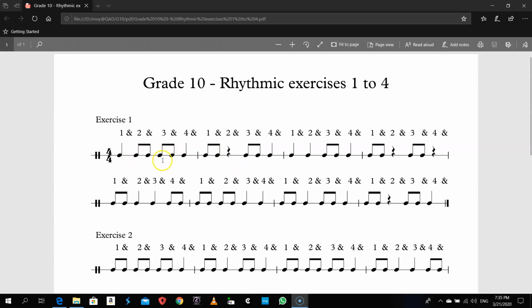So the result is going to be something like this. Okay, here it goes. 1 and 2 and 3 and 4 and 1 and 2 and 3 and 4 and 1 and 2 and 3 and 4 and 1 and 2 and 3 and 4 and. Okay, that's how you count it.